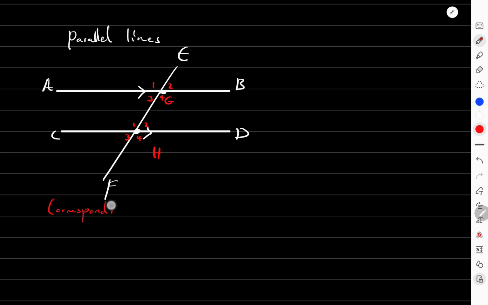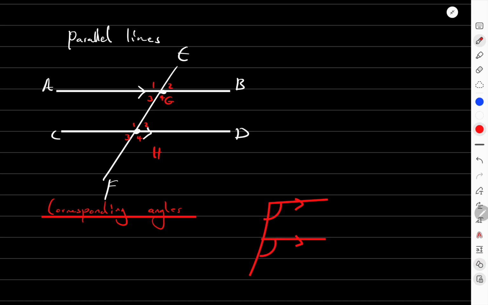Corresponding angles. Now, corresponding angles are angles that are found within an F shape. If you see a shape that is like this, whereby this line here and this line are parallel, the angle that is found here and the angle that is found there, those angles are the same.